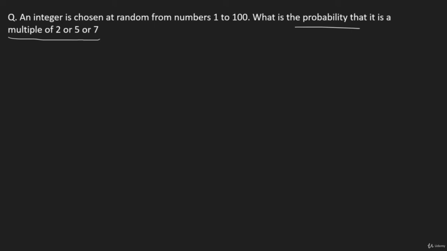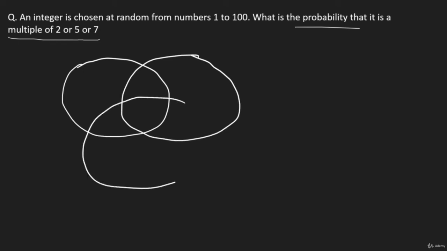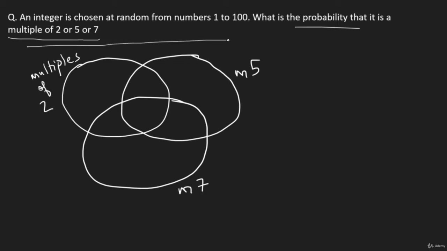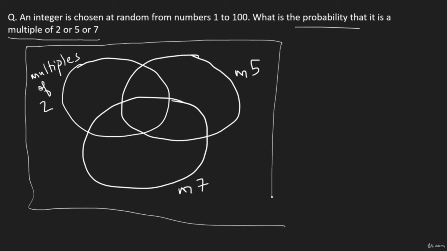Let's start with drawing this in a diagram so that we can easily visualize this. To understand more of this, check any section where Venn diagrams are explained. Alright, let's move on. I can draw it in this manner where I have 3 circles. One is for the multiples of 2, the other one is for multiples of 5, and the other one is for multiples of 7.